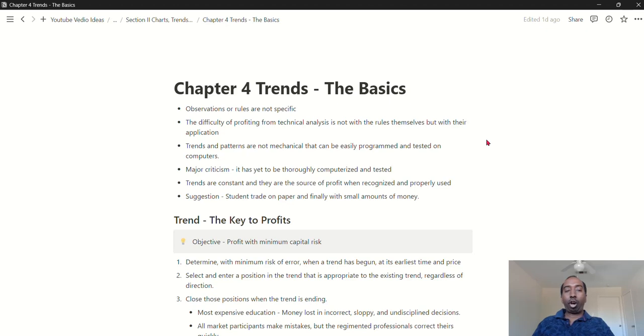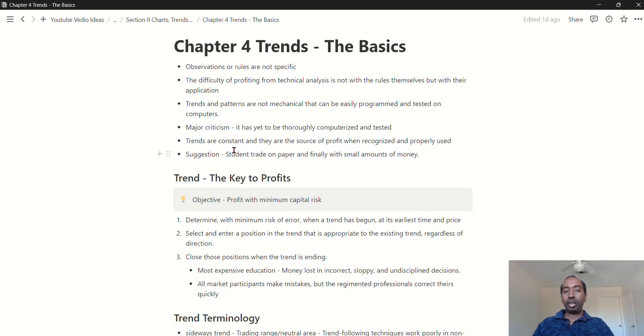The difficulty of profiting from technical analysis is not with the rules themselves, but how we apply them. Trends and patterns are not mechanical, that can be easily programmed and tested on computers. This is theoretical. There is some software which provides trends and patterns that can be easily identified through computer programs. Theoretically, they are saying that trends and patterns are not mechanical, that can be easily programmed and tested on computers. Major criticism: it has yet to be thoroughly computerized and tested.